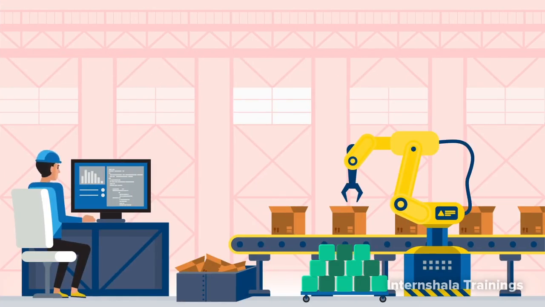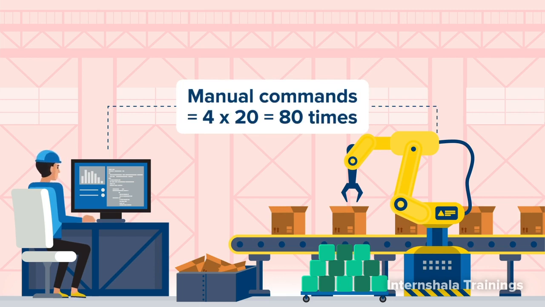Now, every time a robot places a product inside a carton, the robot will again come to the person and will wait for further instructions. That is, to again pick the product and place it inside a carton. This means that the controller has to give commands 20 into 4, that is 80 times manually, to the robot to place all the products in all the cartons.